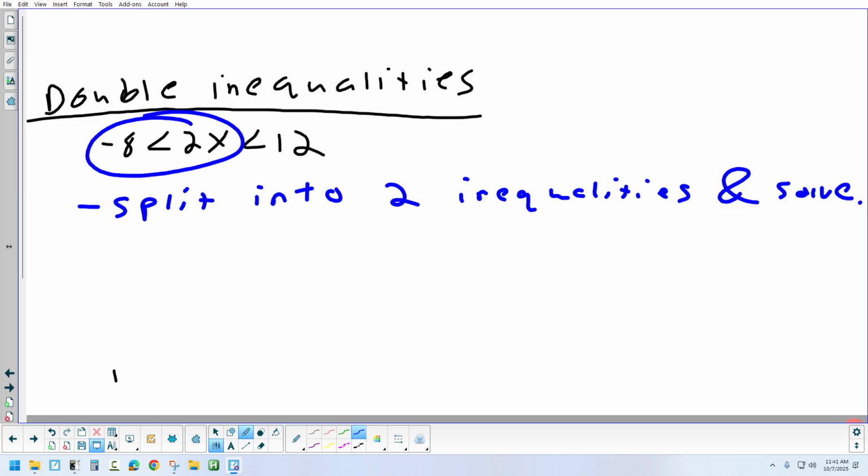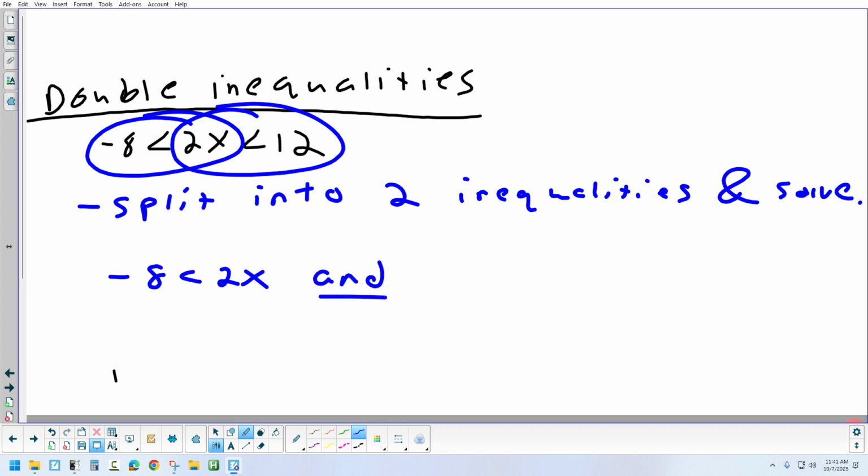So this would be your first one. -8 is less than 2x. And this is your second one. 2x is less than 12. And remember, this always means and. So you'd have to write the word and. 2x is less than 12. Okay. When you solve each one, you just divide each side by 2.